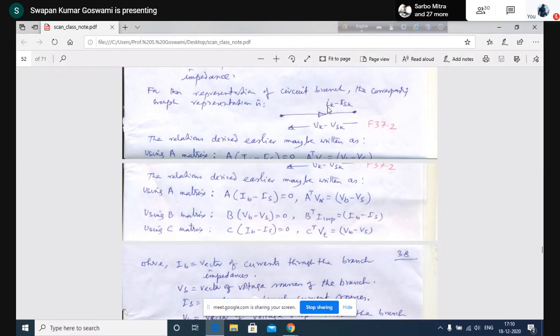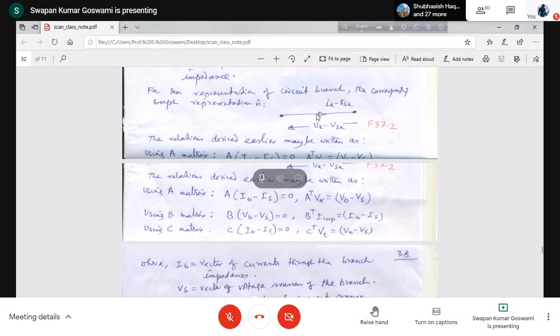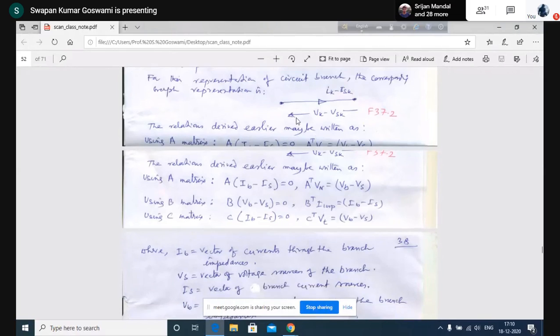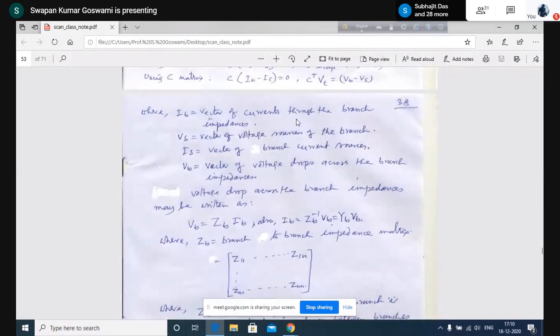Okay, to identify this current for all the elements, we have written IB. So IB basically means the vector of currents through the network impedance. IB minus ISK means the element current through this element. And IK basically is the current through the impedance of the element. All right, is it clear? Yes, sir.